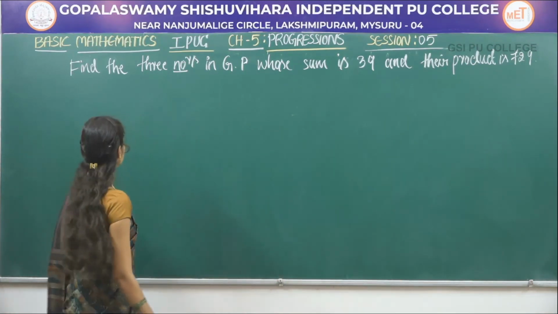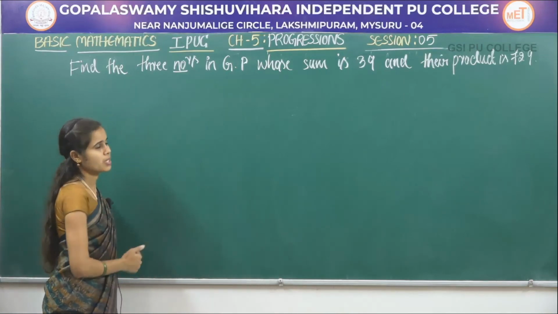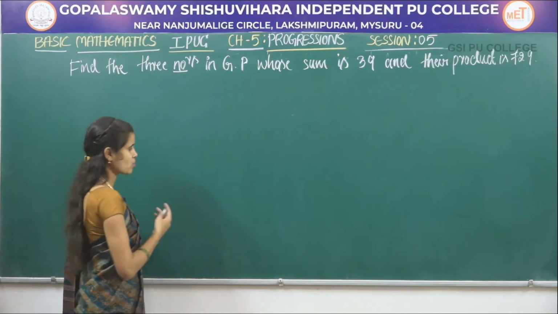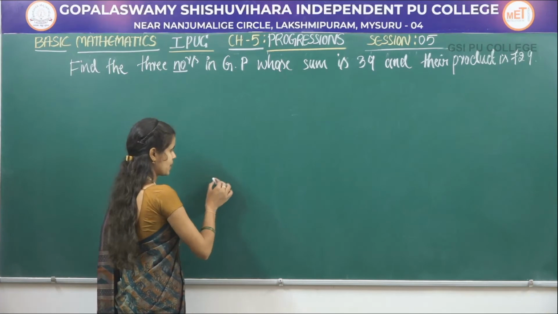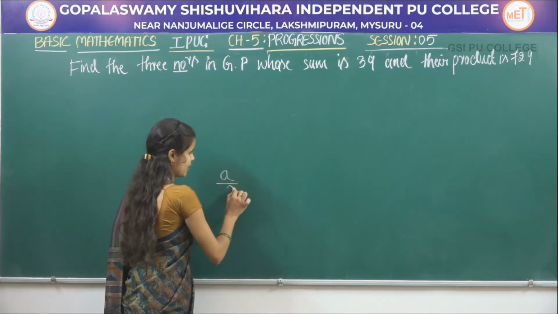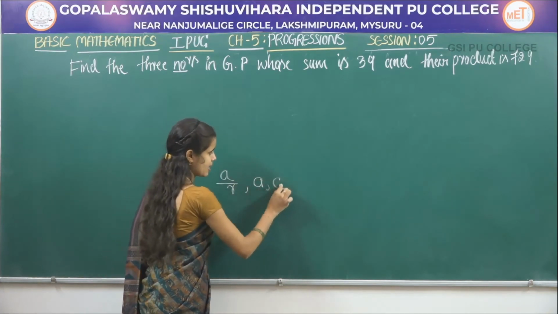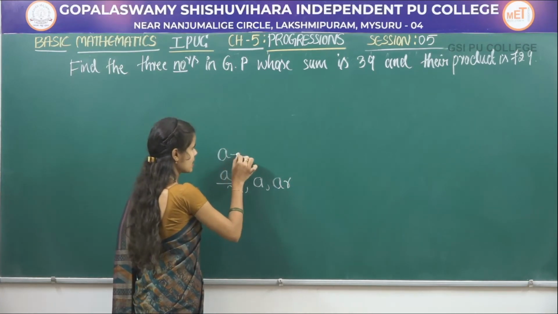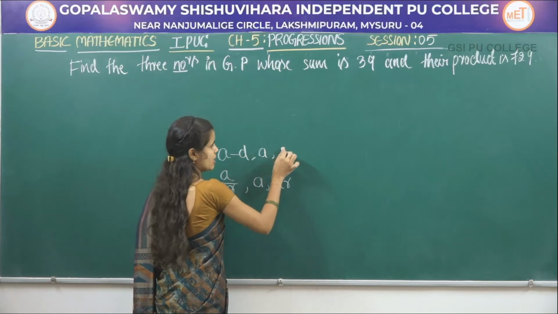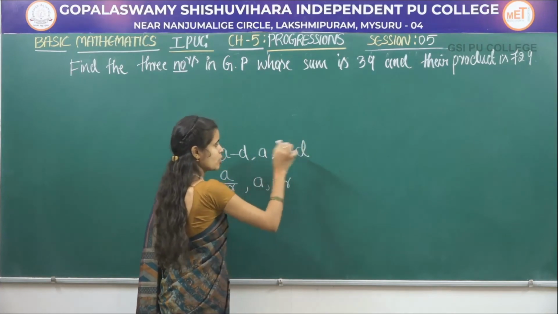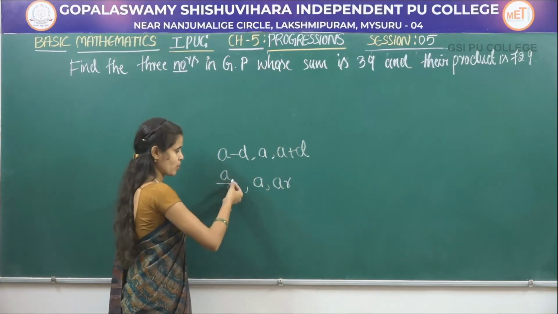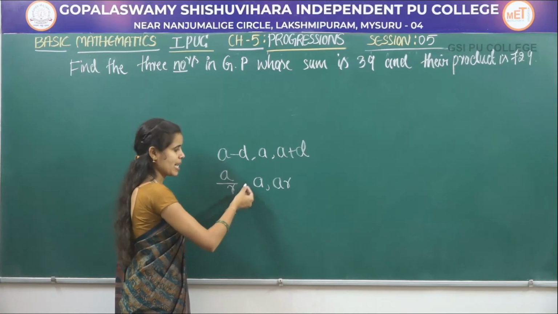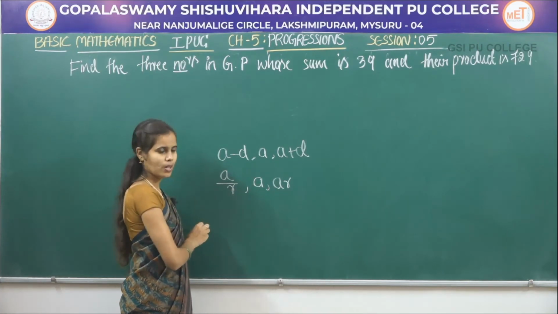So here we want to find three numbers in GP. First consider the required numbers in the form of a by r, a, a into r. In AP we consider terms like a minus d, a, a plus d. Here the terms are in GP, so consider them in the form of a by r, a, a into r.